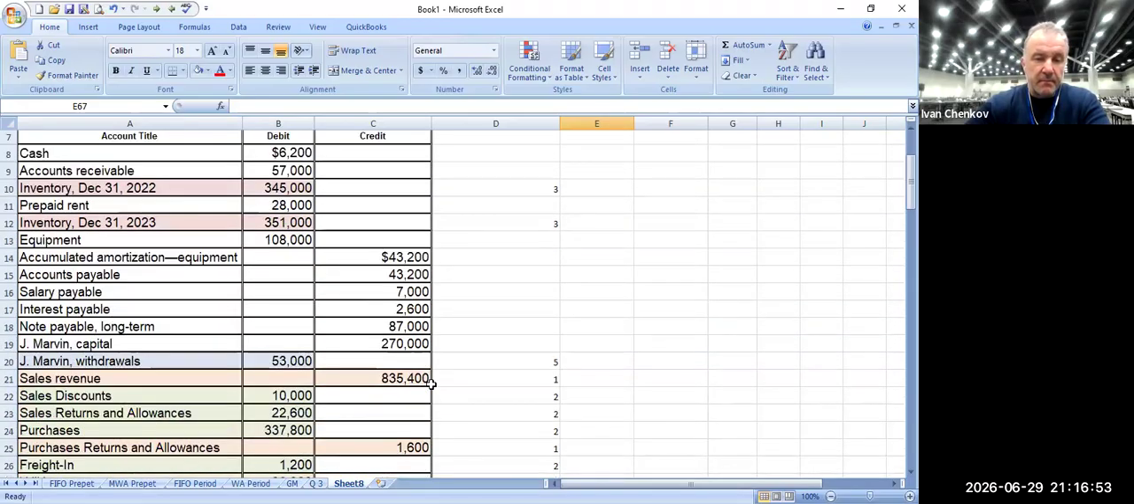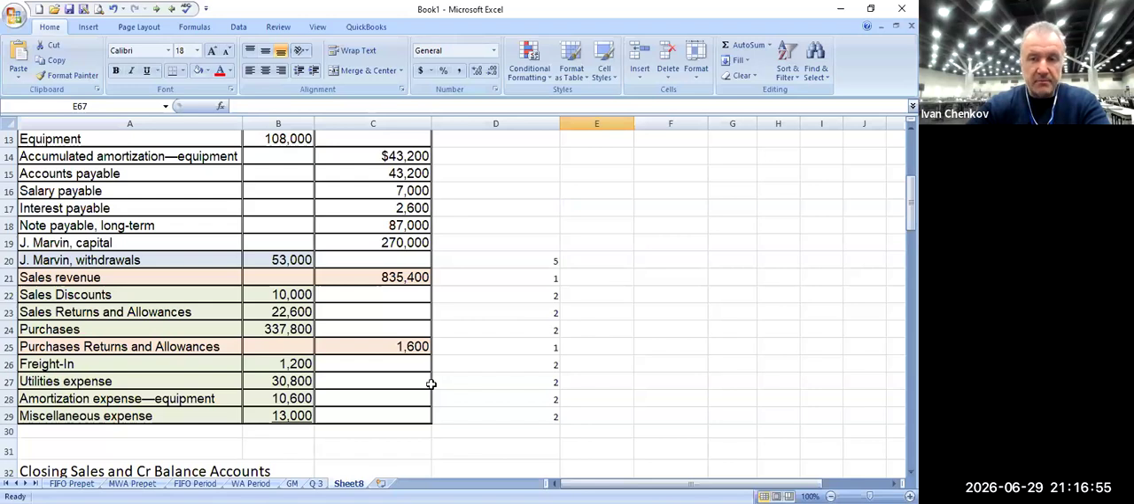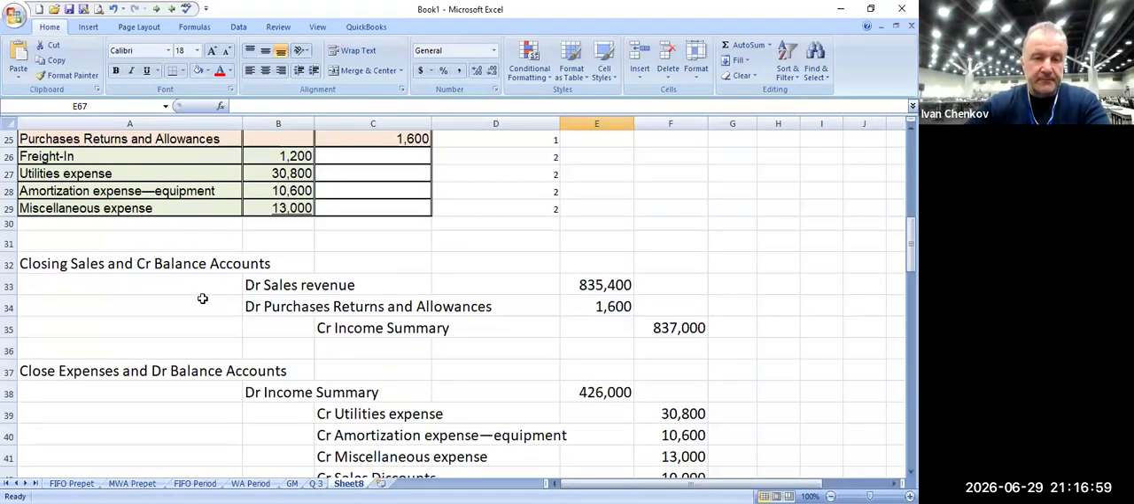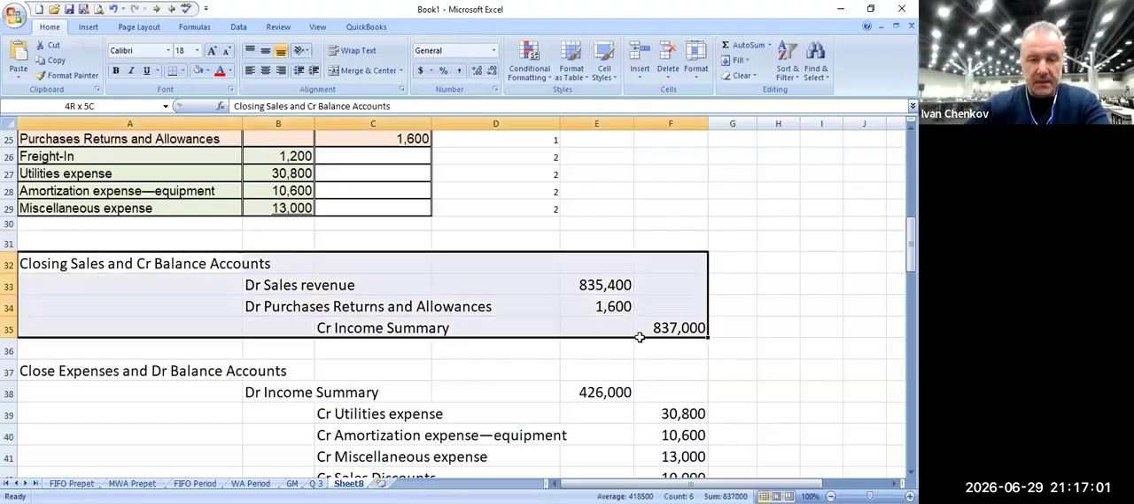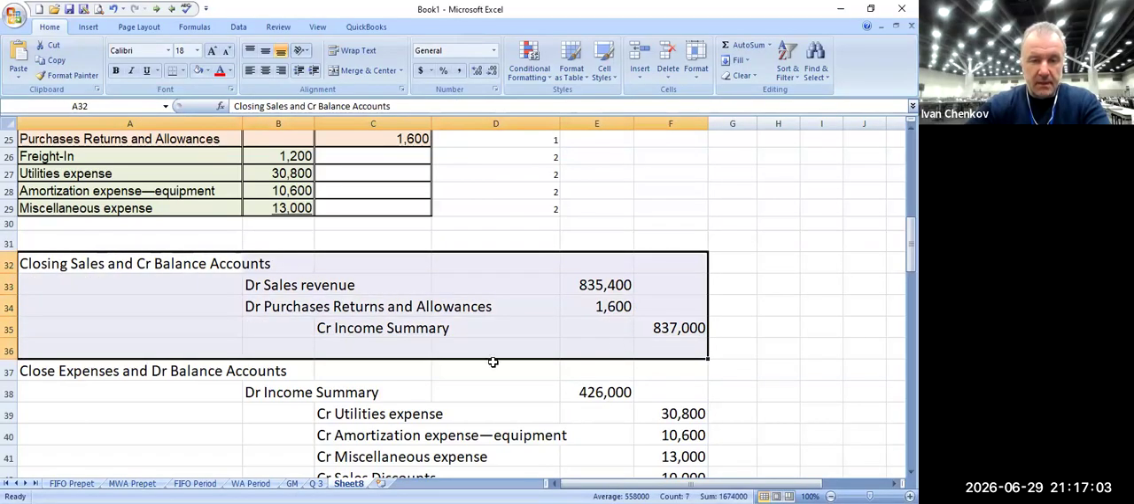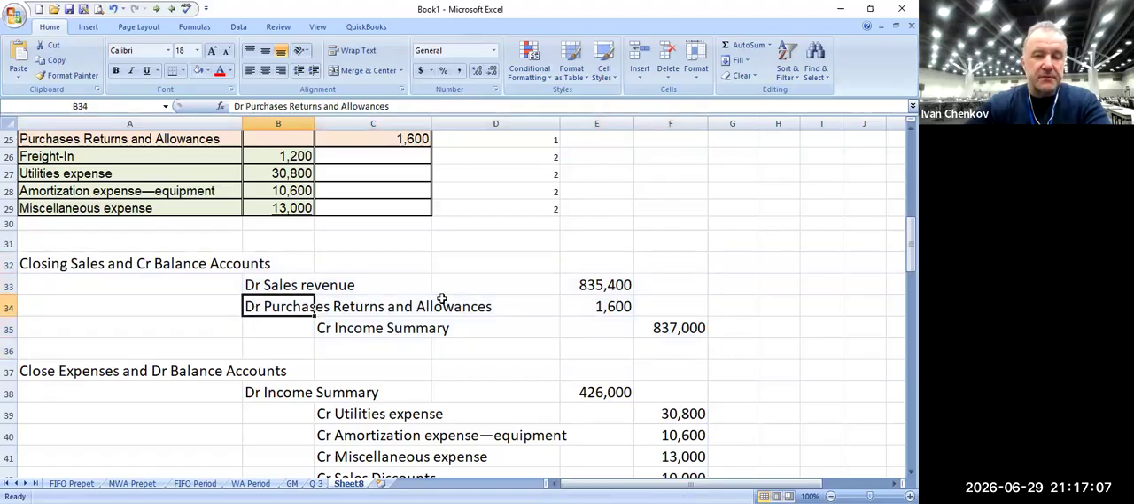Now, what's going to be perpetual? If we have to do the perpetual, what's going to be different? First stage will be the same, except we're not going to see the purchase return allowances. We're just going to close the sales revenue into income summary.